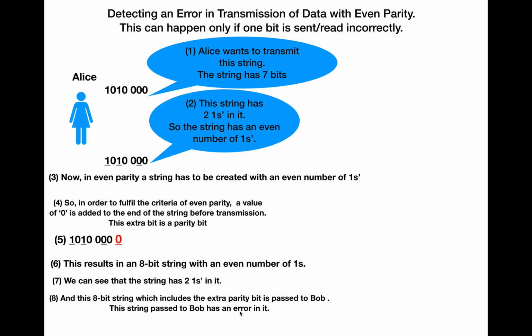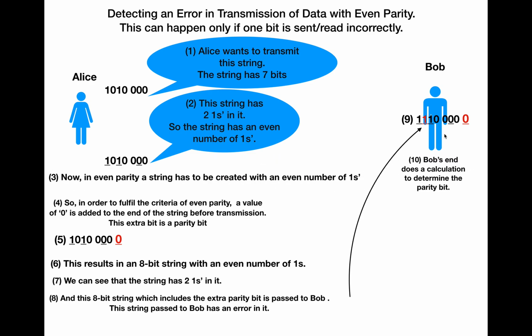But this string passed to Bob has an error in it. So what happens here? Look, this 0 is now transmitted as a 1. And this is the string which was transmitted to Bob. So Bob does a calculation to determine the parity bit, and he decides that the parity bit should be a 1. Why? Because this is what Bob has, 1110000, and to make it even parity he puts a 1 at the end.